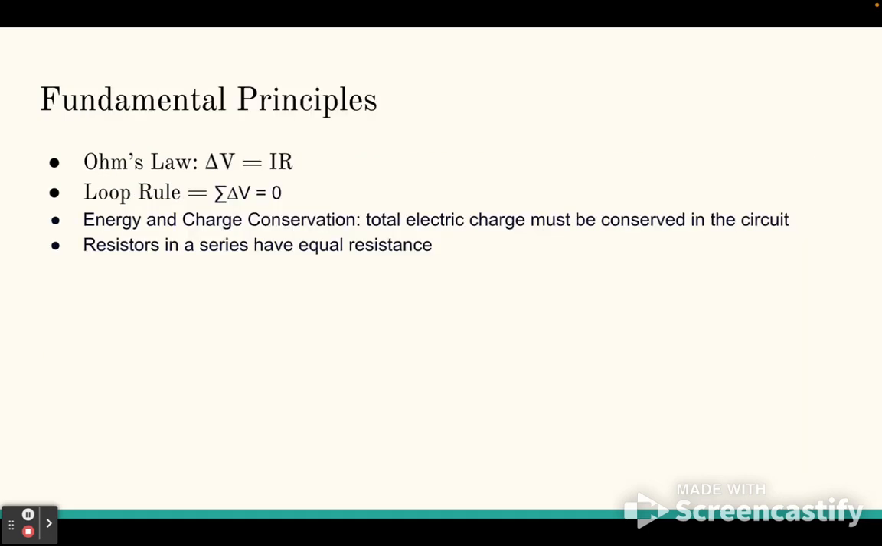Some fundamental principles that we need to know for this lab are Ohm's law, which is that delta V equals IR, the loop rule, which is that if you add all the delta V's for all the loops together, it should be 0. We also need to know energy and charge conservation, which is that the total electric charge must be conserved in the circuit, and that resistors in series have equal current.